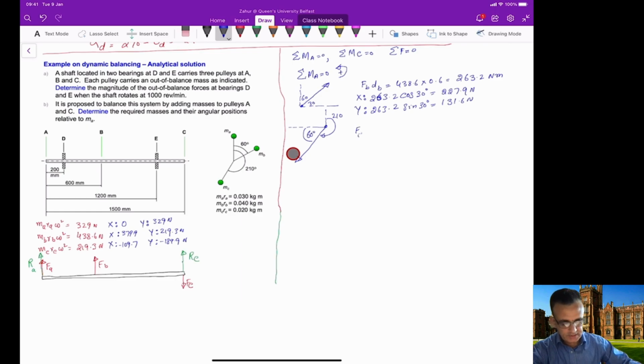And as you can see here, this force is 219.3, and the distance here is from A to C, which is this distance here, which is 1.5. And from here you can get the value, which is 329.0 Newton meter.